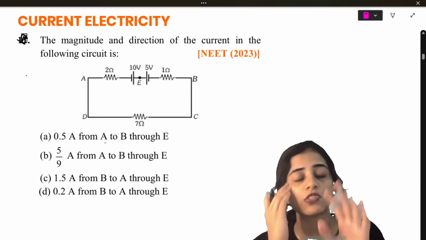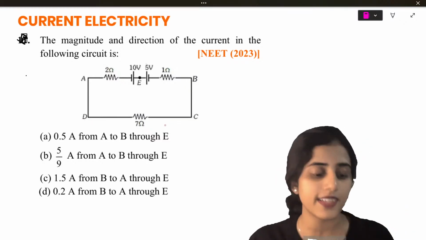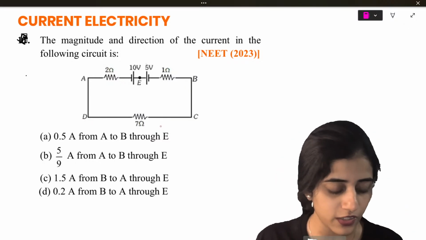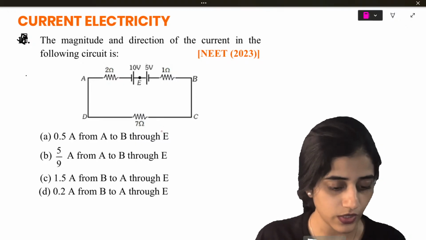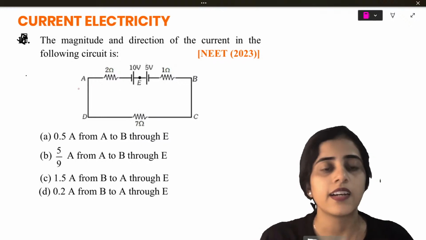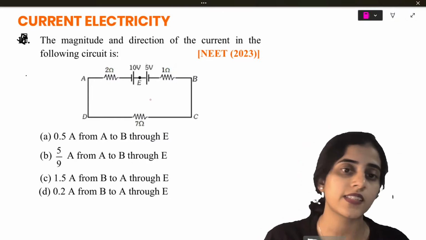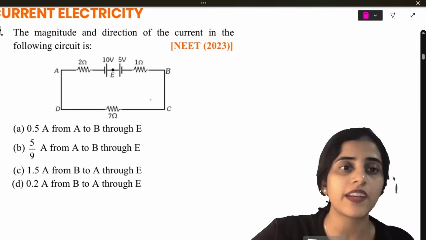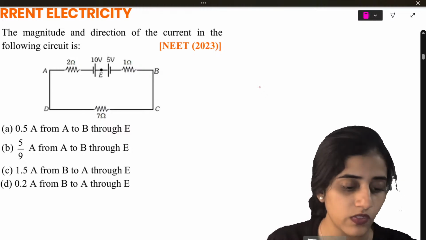Okay. Now, these were all questions from electrostatics. Now, we will do some questions from current electricity. Are you all ready to do some questions from current electricity? Okay, let's start. The magnitude and direction of the current in the following circuit is. So, we have to find out the magnitude of current and the direction of current. So, how will we do that?